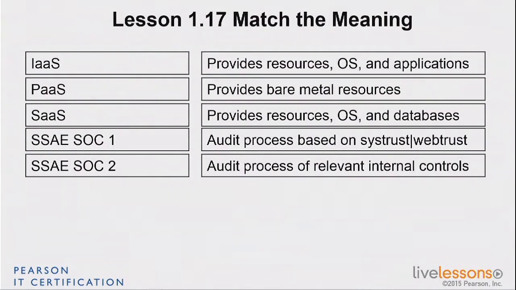So that brings us to lesson 1.17, Match the Meaning. There are 5 terms you need to be familiar with, and we're going to be building on these terms in subsequent lessons. The first 3 are different types of supply chain participants in the cloud environment: an IaaS, a PaaS, and a SaaS. And then we have an SSAE SOC 1 and an SSAE SOC 2 report. So go ahead and match the meaning. Put me on pause, come on back, and we'll see how you did.